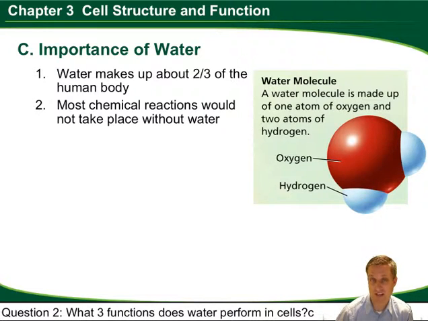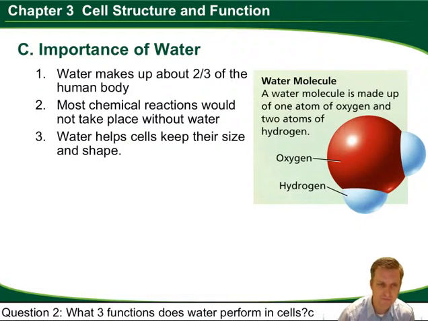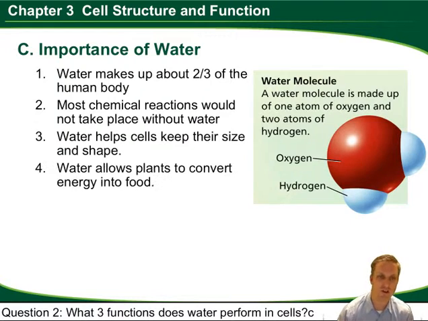A classic example from plants is that without water, plants don't do photosynthesis, and without photosynthesis, plants don't make energy for themselves. 3, water helps cells keep their size and shape. We talked about turgor pressure yesterday. In class, we've talked about it before. Turgor pressure, the ability of a plant to maintain its size, its shape. That's also the case with humans. A lot of guys, for example bodybuilders, will go without drinking water before competitions because it causes their body to shrink up, and that makes their muscles look larger.